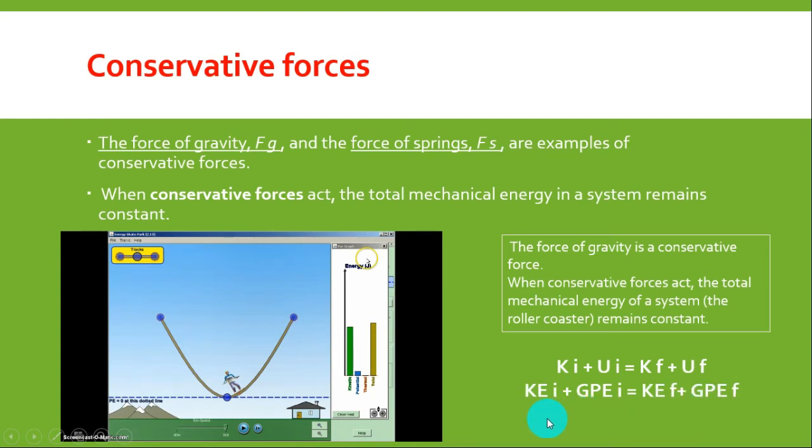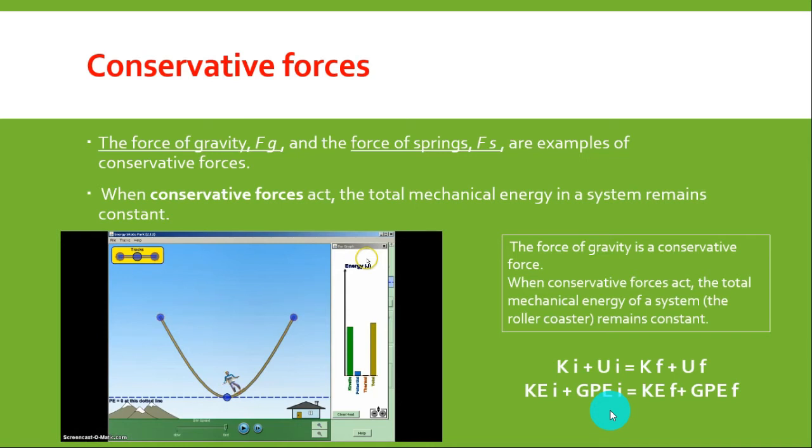Here we are going to use something we call the law of conservation of energy. Energy initial equals energy final. So kinetic energy initial plus gravitational potential energy initial equals kinetic energy final plus gravitational potential energy final. What's this formula? It is mechanical energy initial equals mechanical energy final. Here, that's it. And we know that mechanical energy is kinetic plus potential, sometimes gravitational, sometimes elastic potential energy.